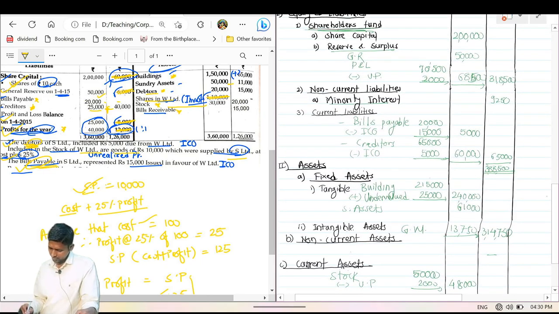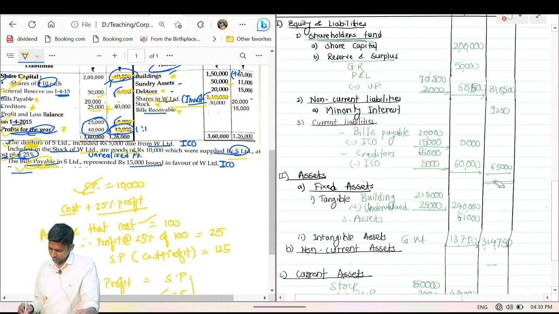83. Now I think we have not taken the total correctly. I must bring the calculator. I'm using this keyboard. 318,500 plus 9,250 plus 65,000. Okay. We had forgotten to consider this. Now the total is correct.